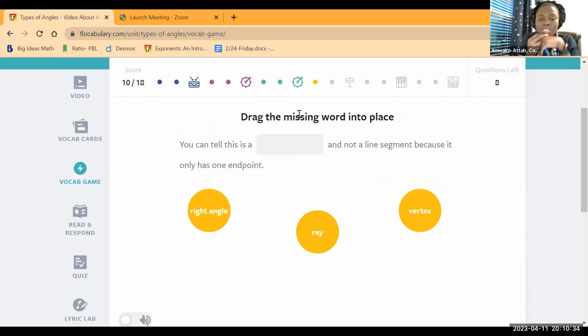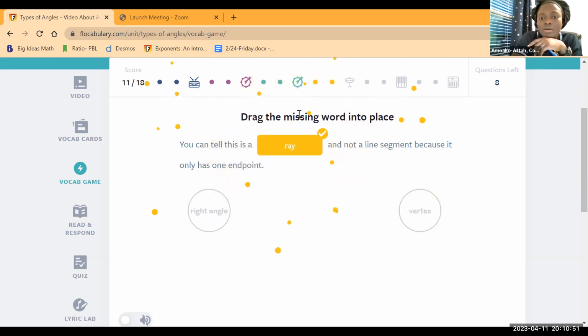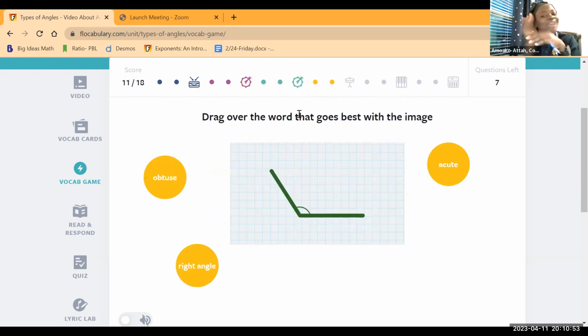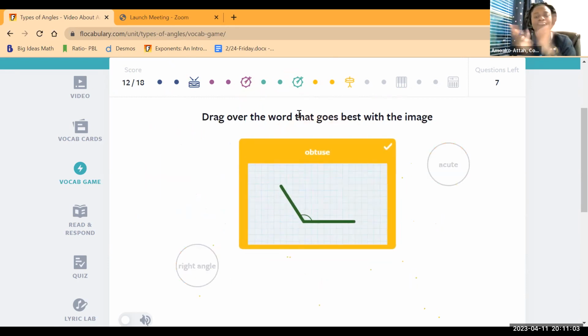Okay, what else? You can tell this is a, what is it? Is it a ray? And not a line segment because it has only one endpoint. So you can say this is a ray. Is it a ray? Oh, good. What else? How do you call this? This one is just a little bit more than the right angle. That is what, an obtuse angle.